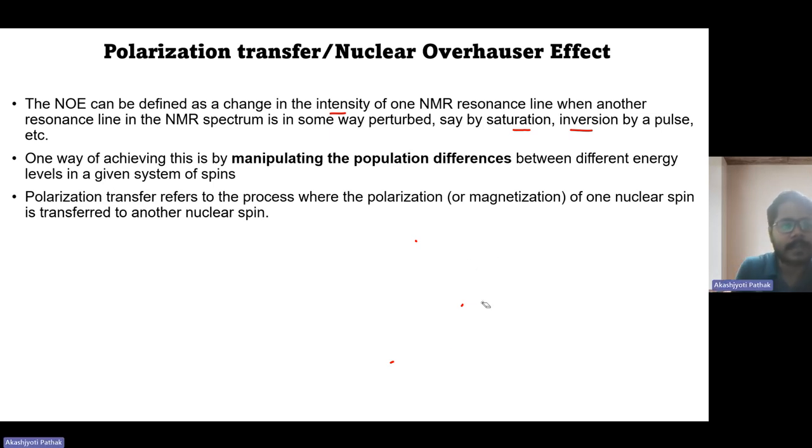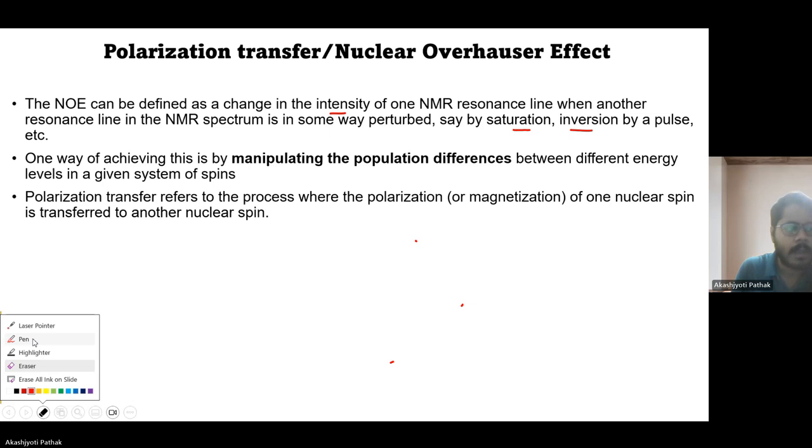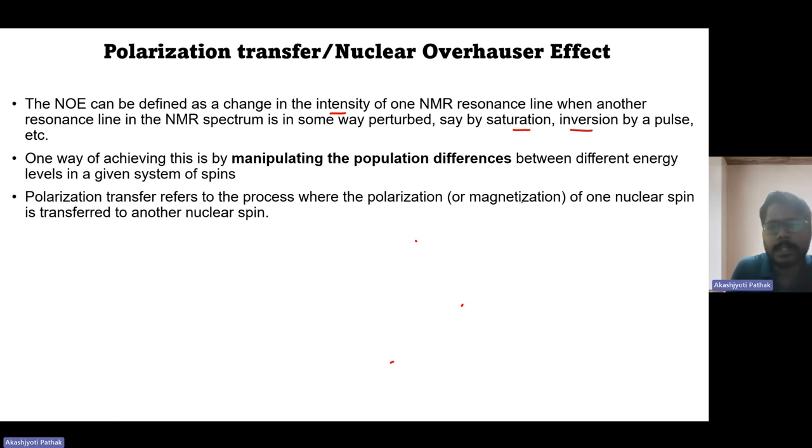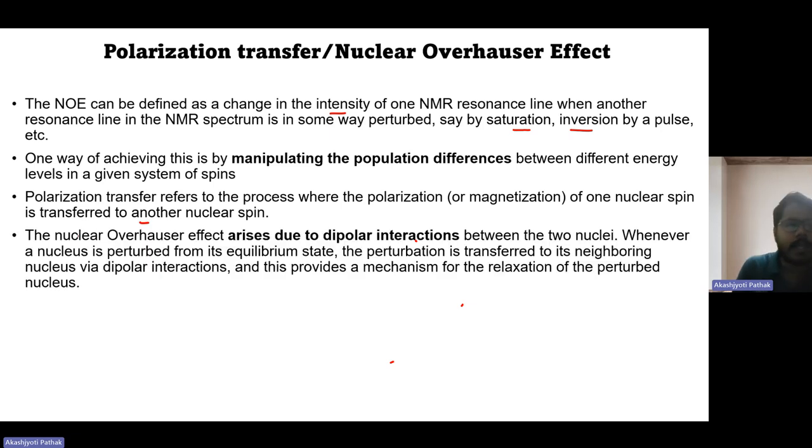Polarization transfer refers to the process where the polarization of one nuclear spin is transferred to another nuclear spin. So the polarization transfer is also known as the nuclear Overhauser effect, and this arises due to dipolar interactions between the two nuclei. Whenever a nucleus is perturbed from its equilibrium state, the perturbation is transferred to its neighboring nucleus via dipolar interactions. And this provides a mechanism for the relaxation of the perturbed nucleus.